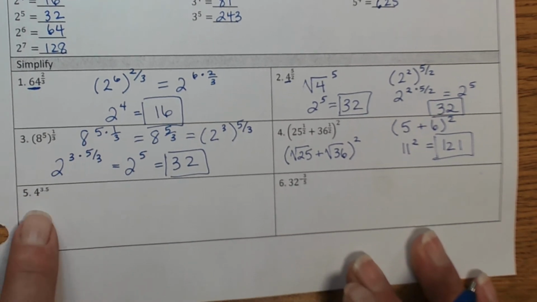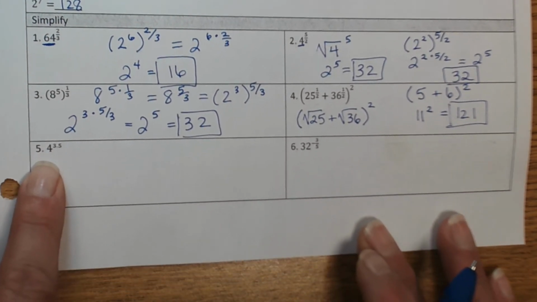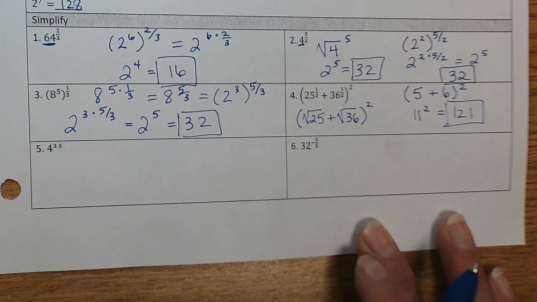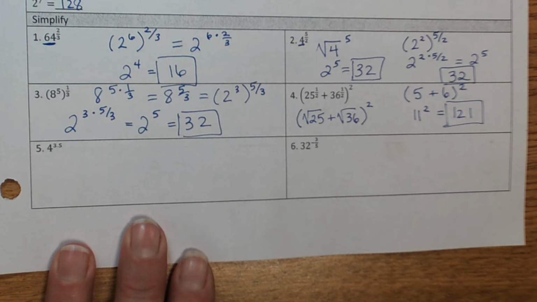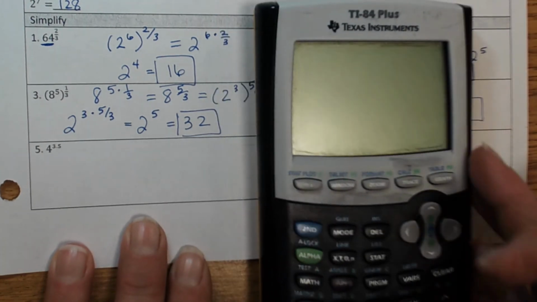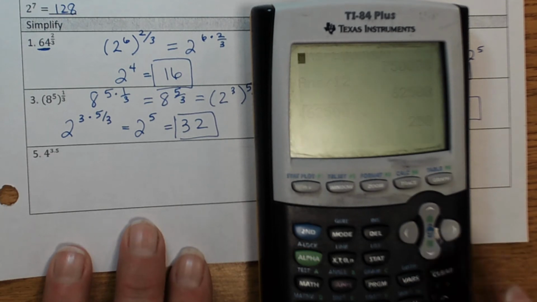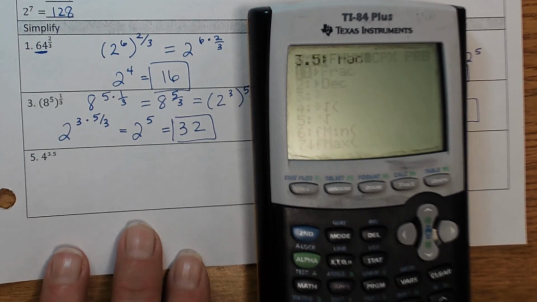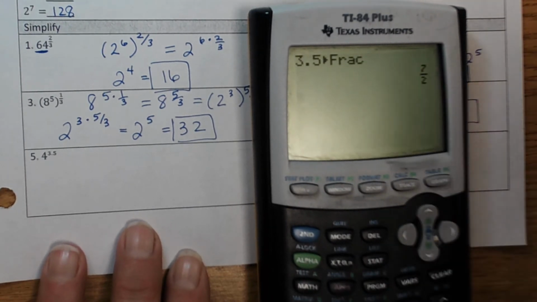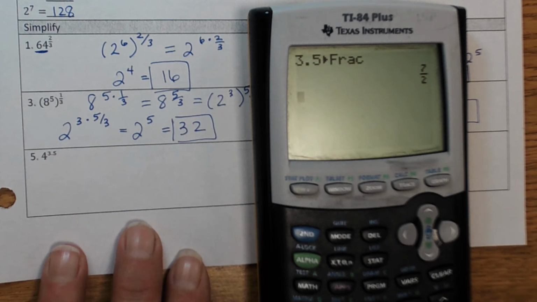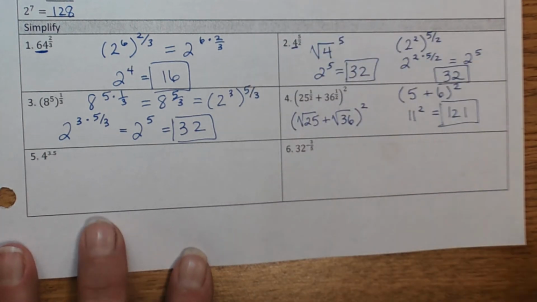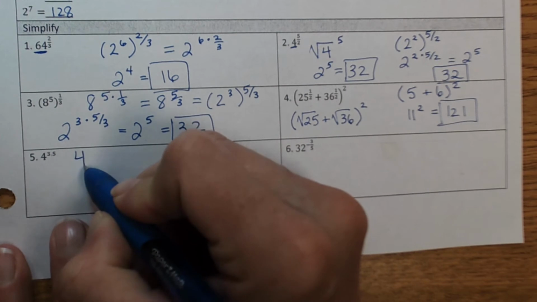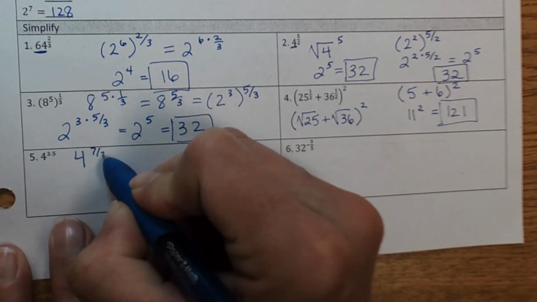All right, now we have another one of those decimal exponents. So we think about, okay, what is 3.5? What's that equivalent to? Now, remember, if you can't remember or it's not just coming to you right away, you can always use your calculator to say, okay, what is 3.5? And then remember, you hit math, enter, and it's going to give you that reduced fraction. Okay, so 3.5 is equivalent to 7 over 2. So we can now change this to 4 to the 7 over 2.